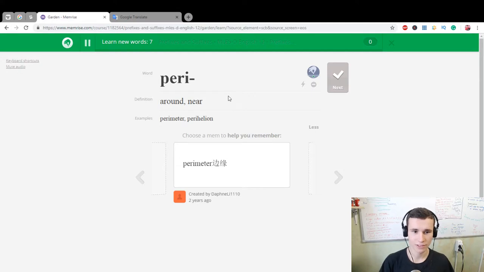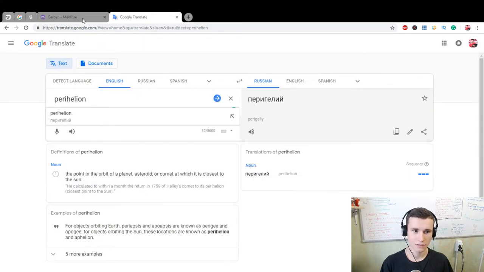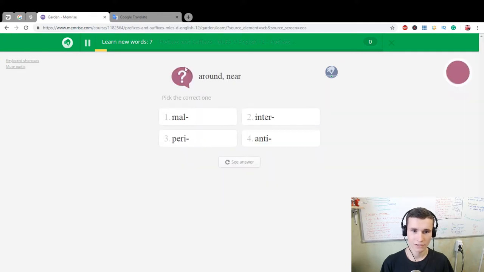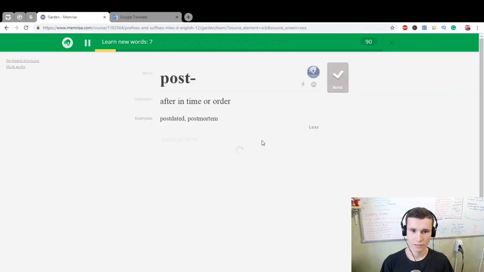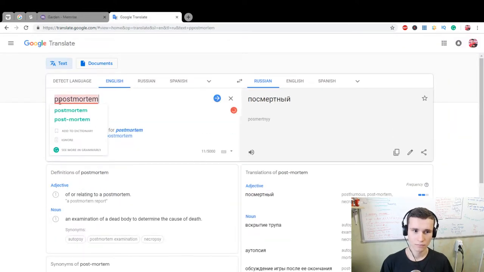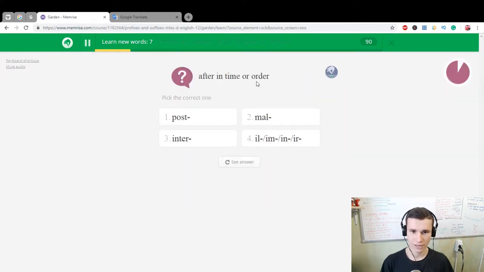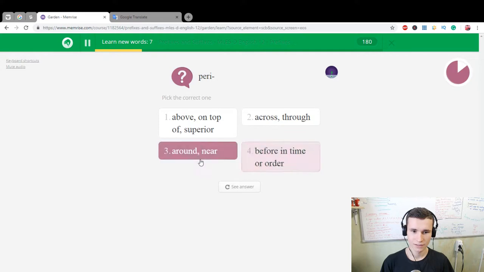Peri: around, near. Perimeter, perihelion: the point in the orbit of a planet or asteroid. Poly: many. Polygamy, polygon. Periscope. Post: after. Post date, post mortem. Pre: before in time. Predict, precaution. Post: after in time or order.